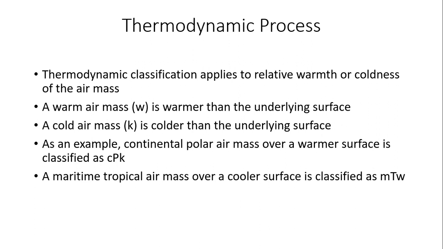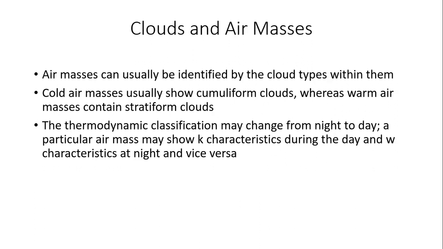That makes sense. And then a maritime tropical air mass moving over a cooler surface would be classified as what's known as MTW. M meaning maritime, T tropical, and then W indicating that the air mass is over a cooler surface. The air mass is actually warmer than the surface.